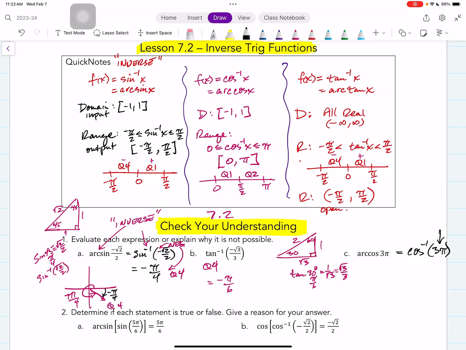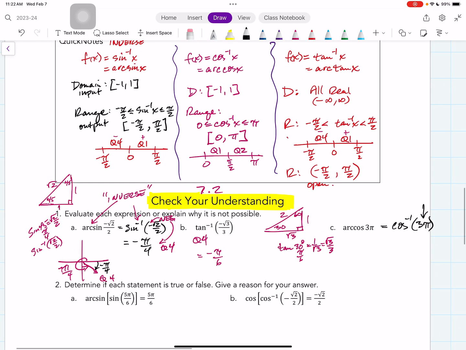Let's analyze that right here. We know pi is about 3.14. That tells me that 3 pi has got to be greater than 9, because 3 times 3.14 is greater than 9, which is out of the domain. So 3 pi is not in the domain. You can't take the inverse of that number. So it's not in the domain of the inverse function. It's not in -1 to 1.